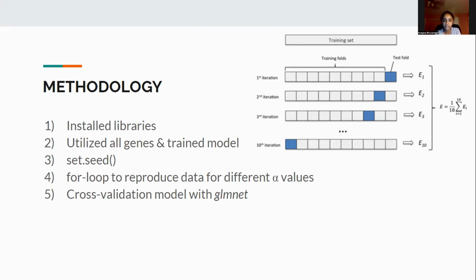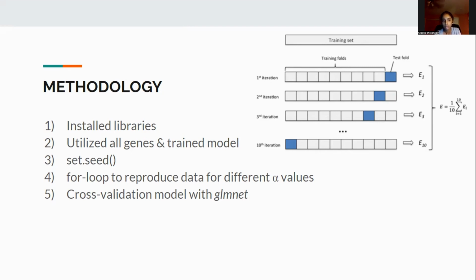Second, we utilized all of our genes and trained our model using the training data set. Third, we used the setSeed function, which basically allows us to save our results and access our results from an online browser instead of having to save our data to a device. And then fourth, we created a for loop to reproduce our data for different alpha values.